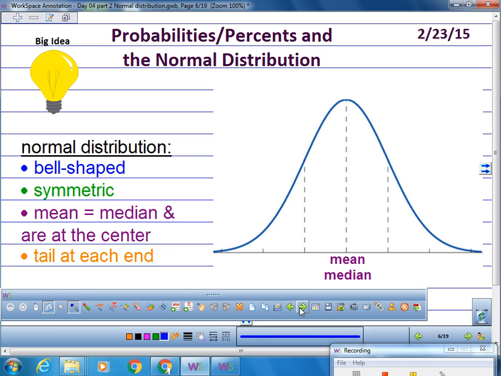Alright. So a normal distribution, as soon as you hear somebody say it's a normal distribution, it has to have these attributes. It must be bell-shaped. Bell-shaped meaning that most of the data is all in the middle. It's symmetric, perfectly symmetric. The mean and the median are at the center, and there's a tail at each end. So that's what it means to be a normal distribution.